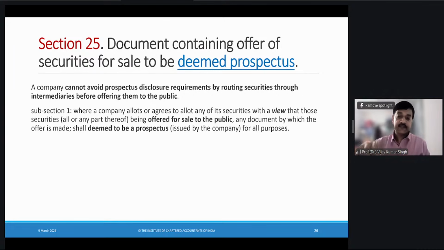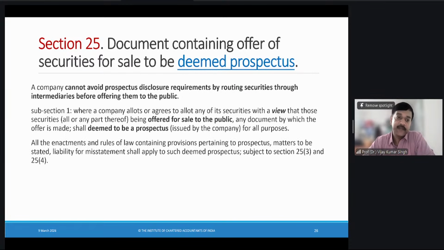So what is the repercussion of this? The repercussion is that that particular document will be referred to as a prospectus, and all rules and regulations relating to prospectus will apply to that. All the enactments and rules of law containing provisions pertaining to prospectus, matters to be stated in the prospectus, and liability for misstatement shall apply to such deemed prospectus, subject to section 25 subsections 3 and 4. We will read that in a while.